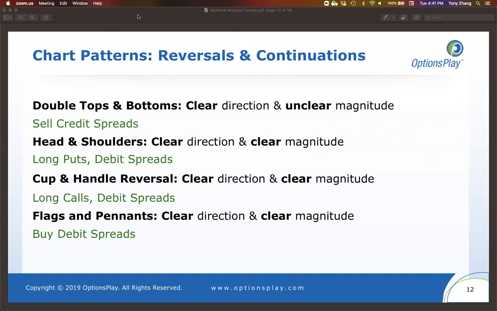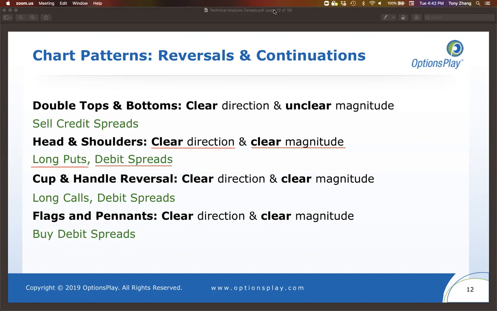On the other hand, head and shoulders. Head and shoulders are a pretty clear reversal pattern that give you a very clear sense for direction, and they also give you a very clear sense for magnitude, because head and shoulders have a neckline. The neckline is actually the target price on that reversal pattern. So for those types of strategies, you're better off just buying a put option because you think that stock's going to head lower, or you can trade a debit spread because you have a clear sense for where the stock will go to the downside.